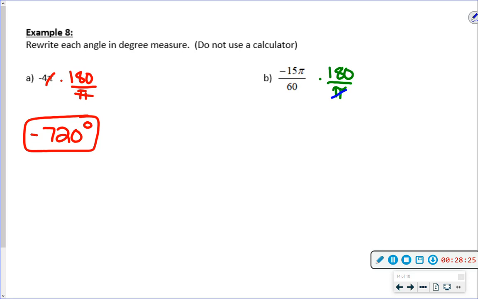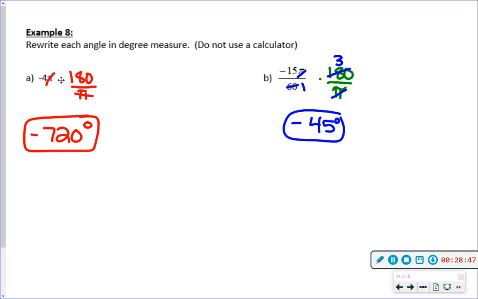Now I can do this in my head. 60 goes into itself once, into here 3 times. So I'm left with a negative 15 times 3. Got it. Okay. So all of this is like your 19 to 23 on your homework.